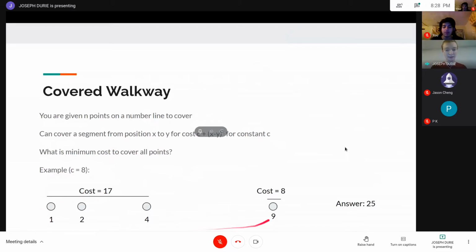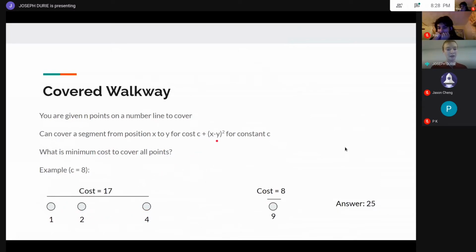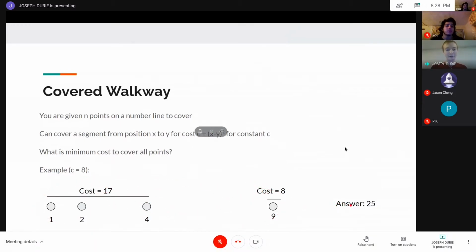So in this case, let's say c is 8. This segment costs 8 to cover because you have x equals y equals 9. So that's just c plus 0, so that's 8. And this segment will cost 17 because you have (4 minus 1) squared, which is 9, plus 8. So this would be 17. And then your total answer is the sum of these two, which is 25.